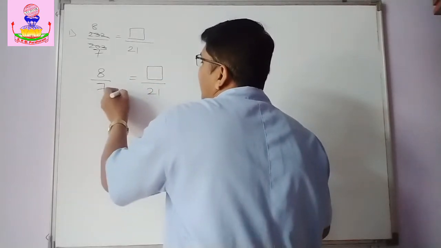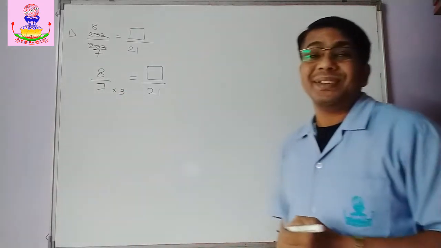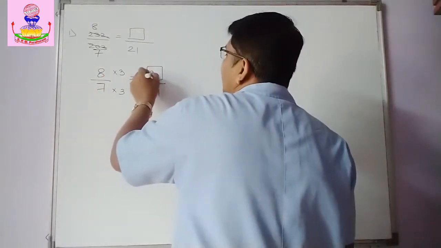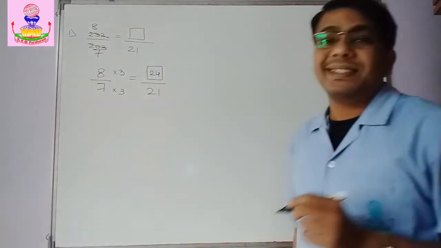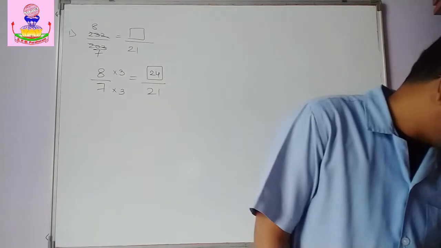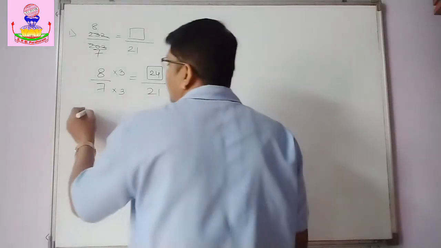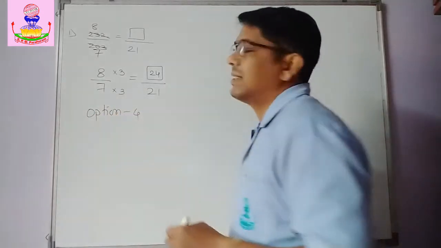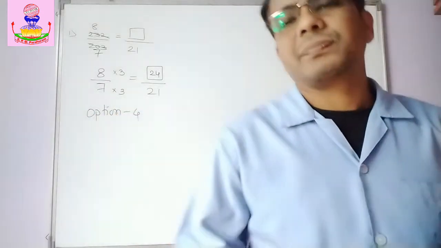Now 7, how many are 21? 7 3s are 21. So the common multiple is 3. So 8 3s are how much? 24. So the answer is 24. And hence option number 4. Option number 4 is the right answer. Okay. Now next example.